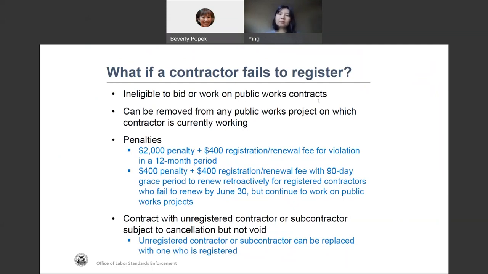If you can renew your registration within the 90 days grace period, then the penalty is going to be only $400, but the registration fee is going to be the same, another $400, so that you can continue to work on public works project. And if you are contracting with a non-registered contractor or subcontractor, you cannot replace a registered contractor with the one who is not registered.